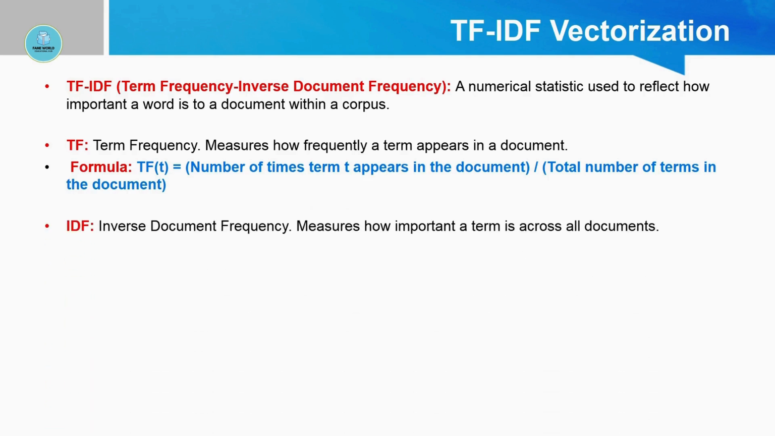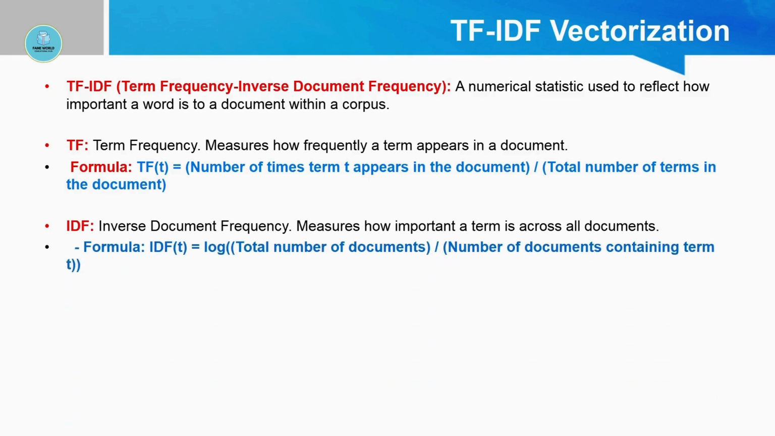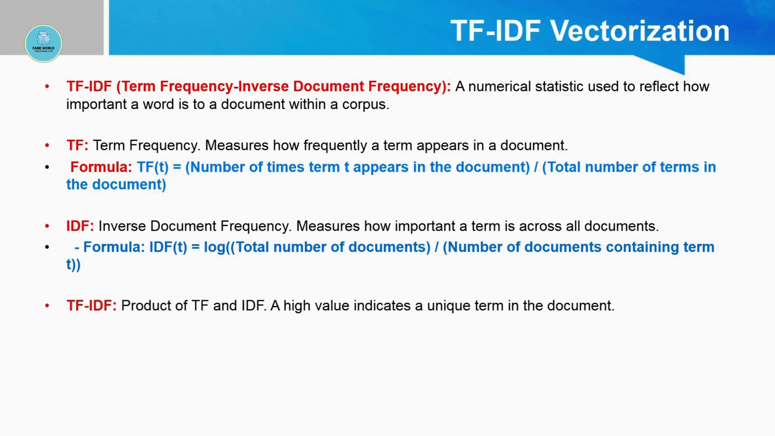Formula, that is TF of t equals the number of times term t appears in the document upon the total number of terms in the document. Inverse document frequency, that is IDF, measures how important a term is across all documents in the corpus. Terms that appear in fewer documents have higher importance. Formula: IDF of t equals log of total number of documents upon number of documents containing term t.